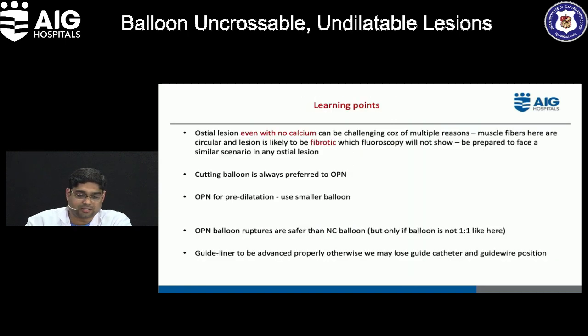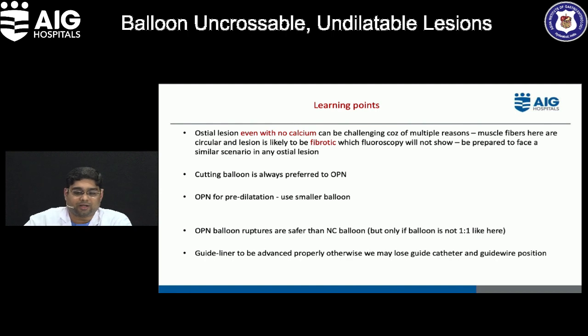From this case, the main learning points were: osteal lesions, even though the calcium looks mild on angiography, which generally tends to underestimate, have a lot of circular muscle fibers which make the lesion very fibrotic, and fluoroscopy will not show this fibrosis. So we should be ready to face this scenario in very tight osteal lesions, especially in elderly individuals.